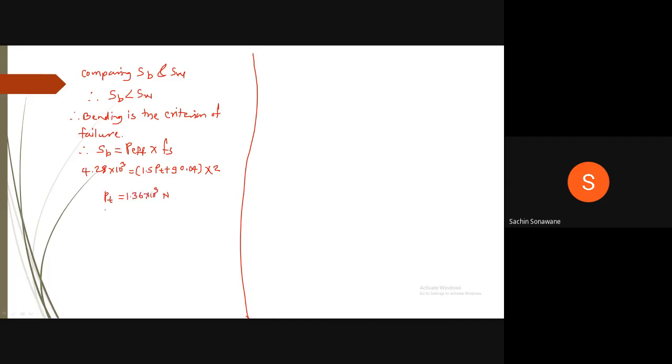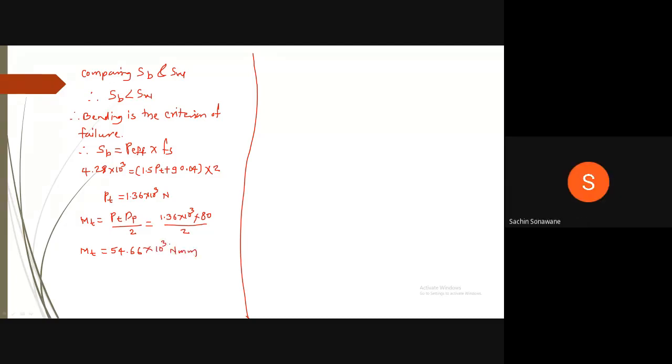Now from PT we will calculate torque transmitted. Torque transmitted MT is equal to PT into dP divided by 2, which is equal to 1.36 into 10 raised to 3. What is dP? dP is equal to 80 mm. Therefore 80 divided by 2. What is MT? 54.66 into 10 raised to 3 Newton mm.